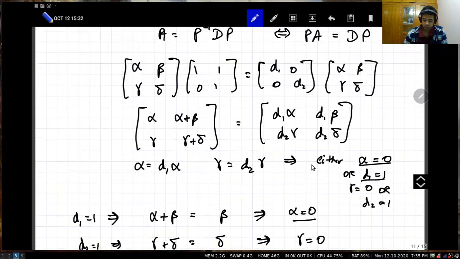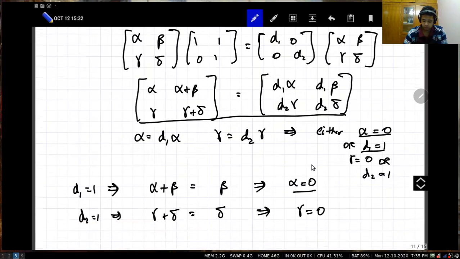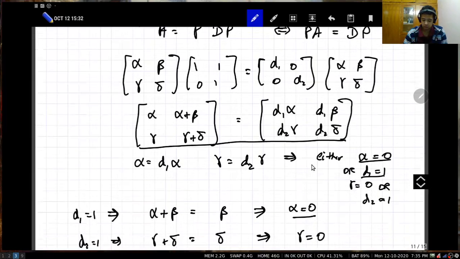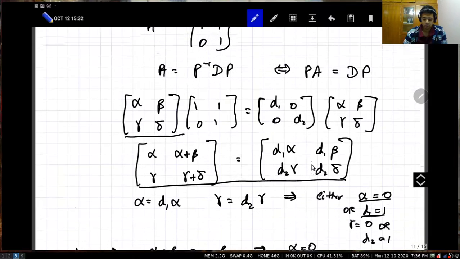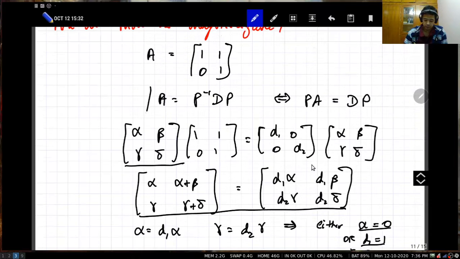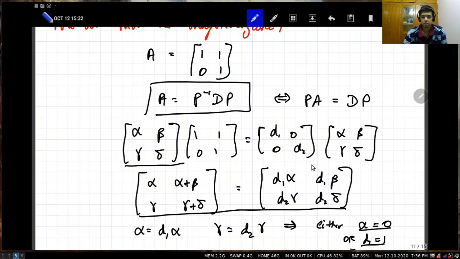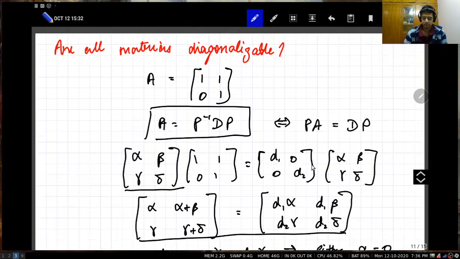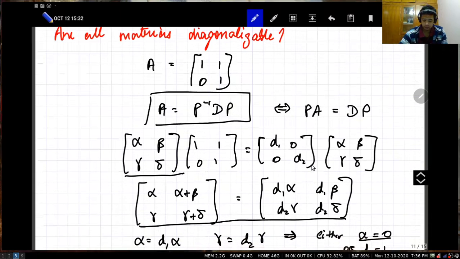So for this set of equations to be satisfied, we must have alpha equal to gamma equal to 0, and this means that this matrix P is non-invertible. Therefore this set of equations can never be satisfied, and hence A is non-diagonalizable. This was just a simple example, and you can construct more complicated matrices which are not diagonalizable.